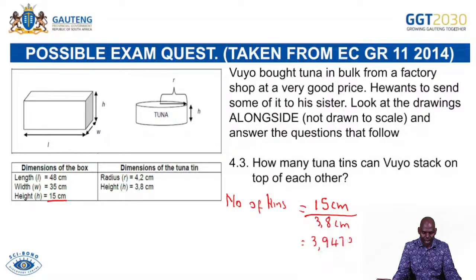if we have to pack 4 on top of each other, it simply means the fourth one is not going to have enough space. If we have to close the box, we won't be able to close the box. So in this case, say only 3. Only 3 can be stacked on top of each other. So that is the answer for 4.3.